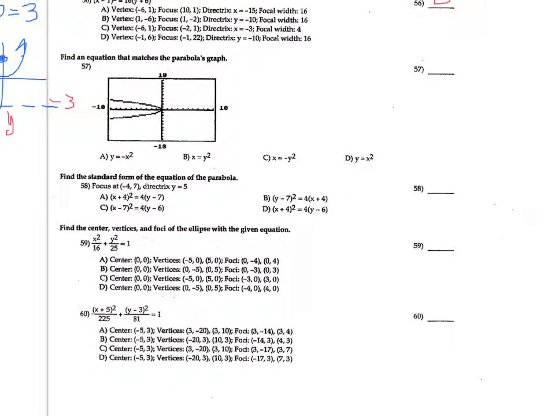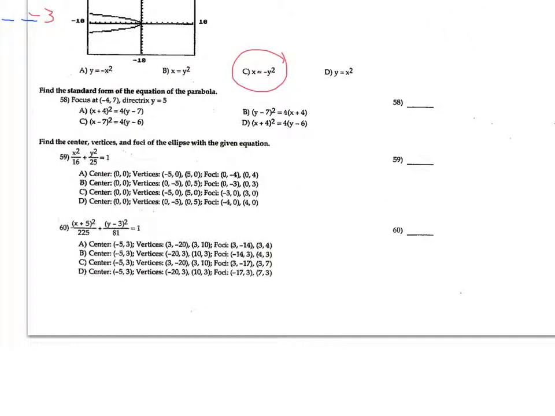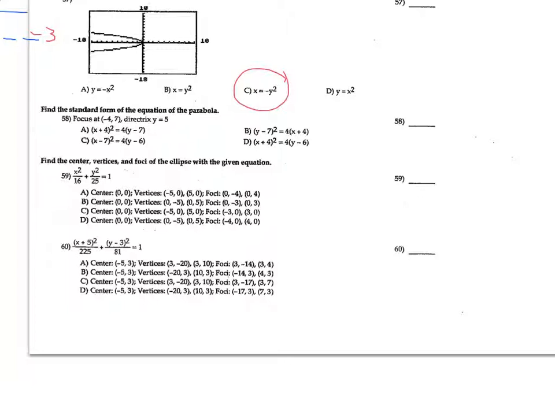Number 57. What's the answer? It's opening to the left, which is on the Y. So it is C. That is right. Number 58. Focus is negative 4, 7. Directrix is y equals 5. It is D. 59. It's B. And 60. It's D. Okay?